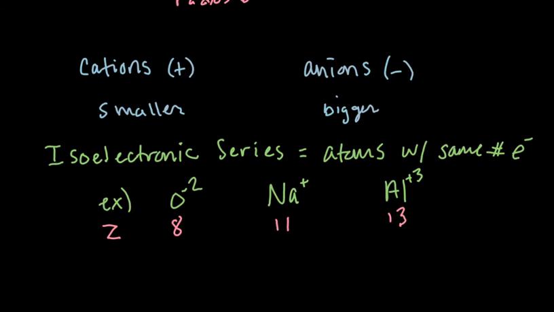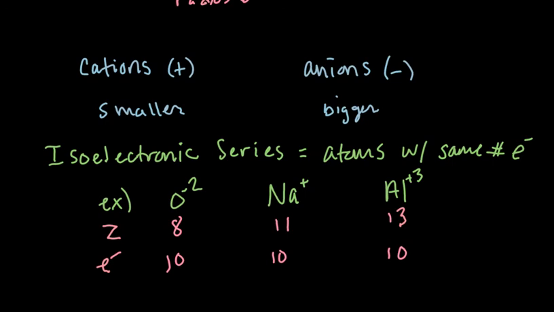And we said that these are an isoelectronic series, so they're going to have the same number of electrons. And if we do the math, oxygen, if it has a -2 charge, that means it's gaining 2 electrons. So that's going to be 10. Sodium used to have 11, but it's positively charged, therefore it's lost an electron, so it should have 10. And aluminum started out with 13 electrons. It lost 3, so it will have 10.